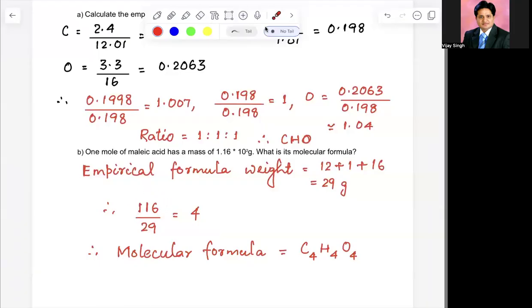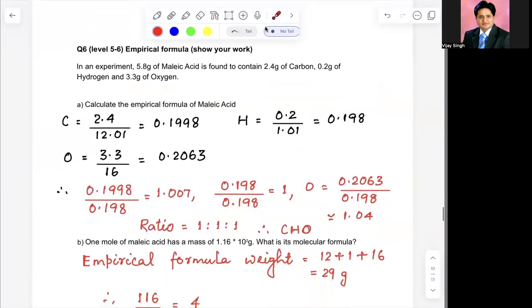So 116 divided by the empirical formula mass gives you 4. So you multiply 4 with the empirical formula. So you get molecular formula as C4H4O4. So that's how you solve this level 5-6 problem.